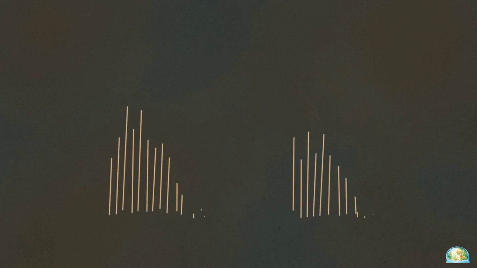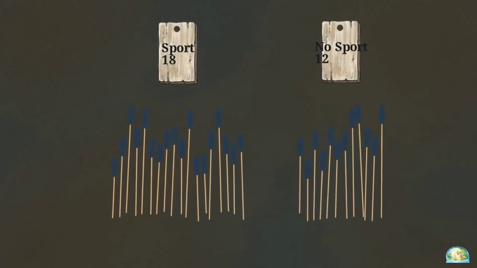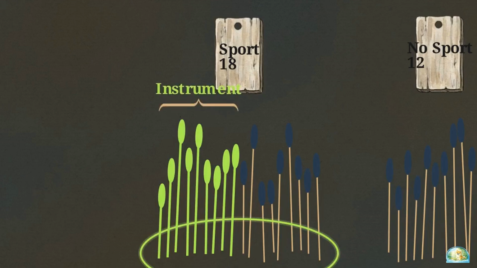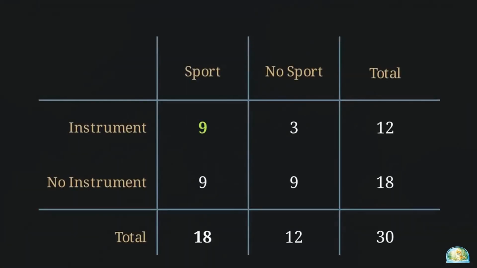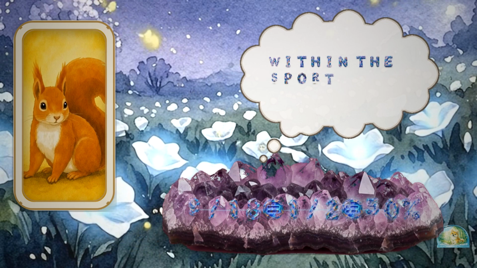Along the reeds, a different set of data appears. Here, 18 students play a sport, and 12 do not. Within that group of 18 sport players, exactly 9 also play an instrument. We want to find the relative frequency of instrument players specifically among the group of sport players. Since the question is only about the sport players, our denominator must be 18. Using the grand total of all students surveyed would give us a frequency for the whole class, not our specific subgroup. 9 out of 18 is 1/2, or 50%.